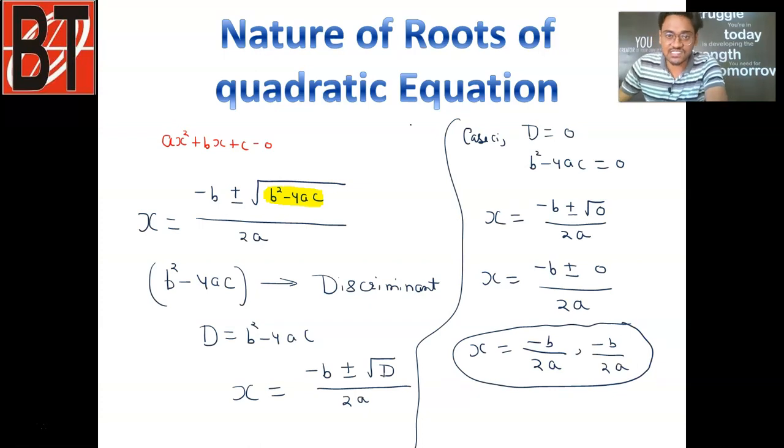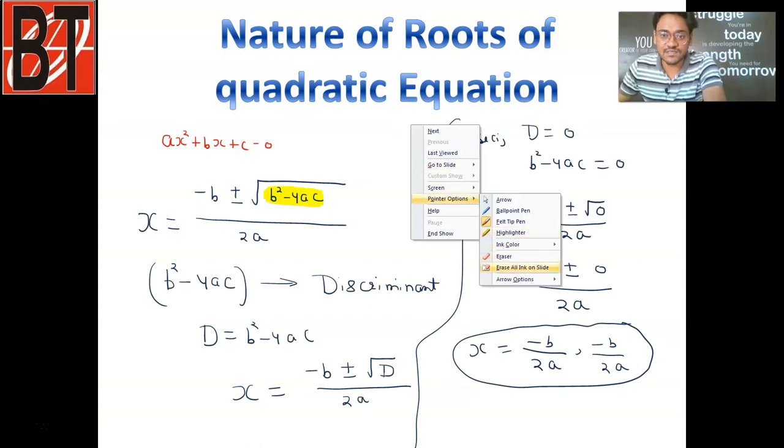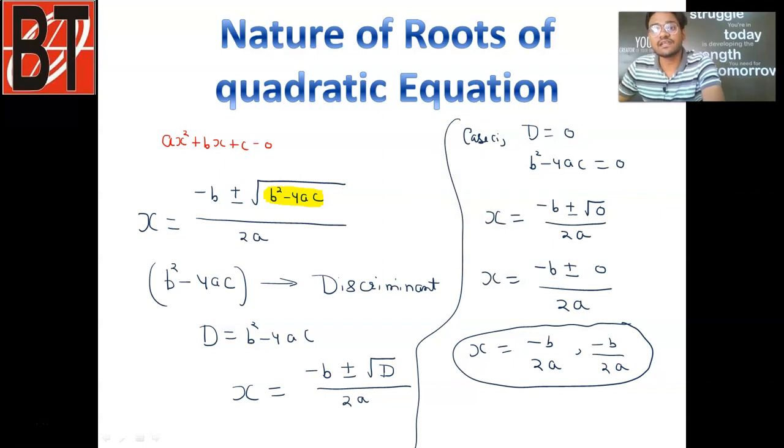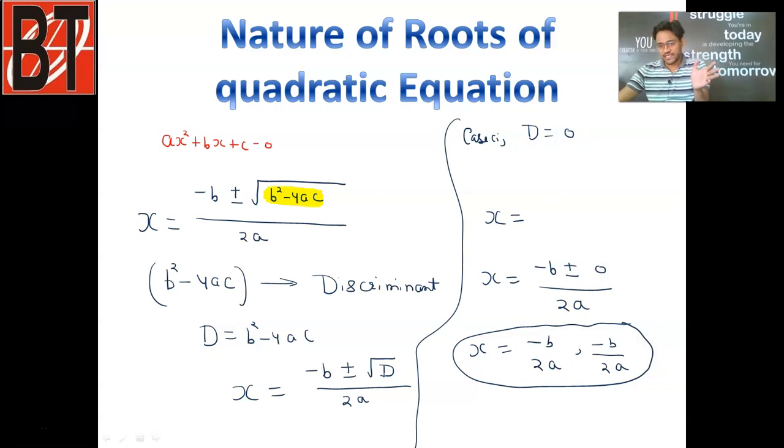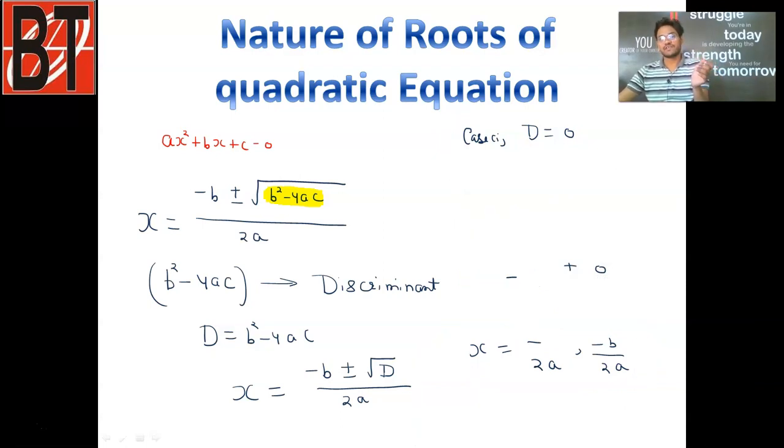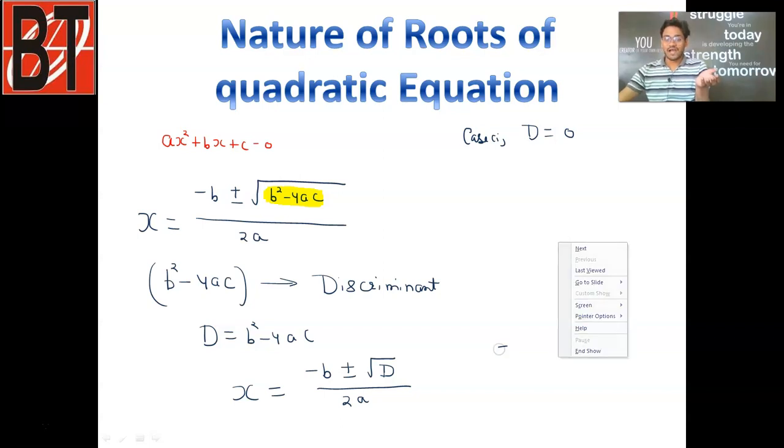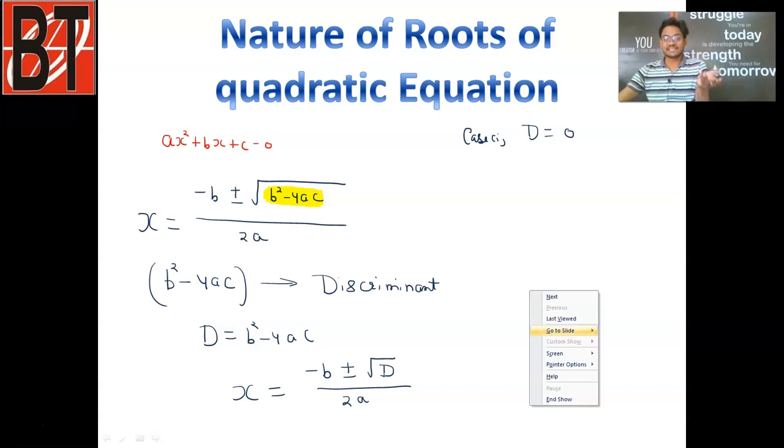Now let's discuss the second case. In the second case, students, d can be greater than 0. In case number 1, I took d equal to 0. Now in case number 2, I am taking d greater than 0. Okay, now students, just see, if d is greater than 0, then what will happen? Obviously d is greater than 0. When we solve the square root of d, I will have a real number. Okay, so I will have two distinct real roots.